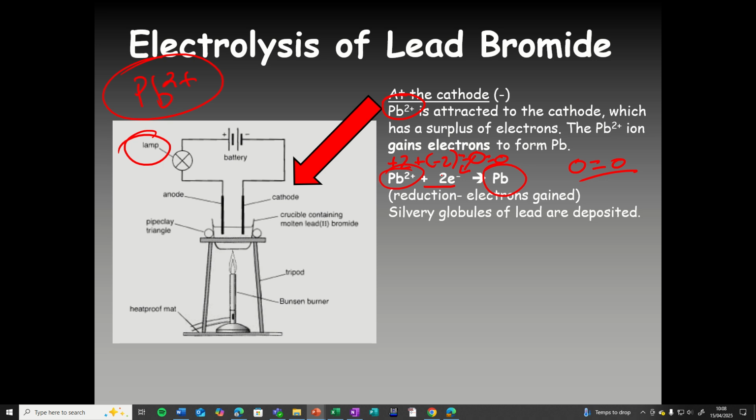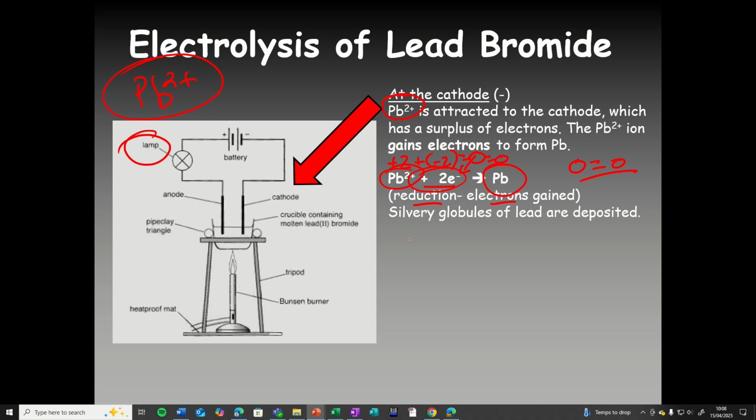We've gone Pb2+ plus the 2 electrons, so we're showing it's gaining the electrons, and you should know from the previous redox topic that reduction is the gain of electrons. So this is a reduction reaction. You'll be asked to classify that as such.